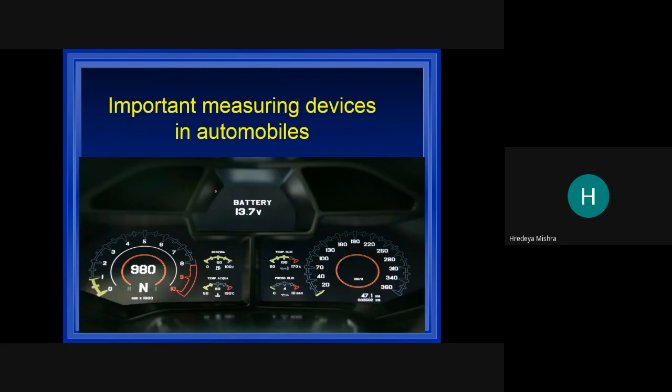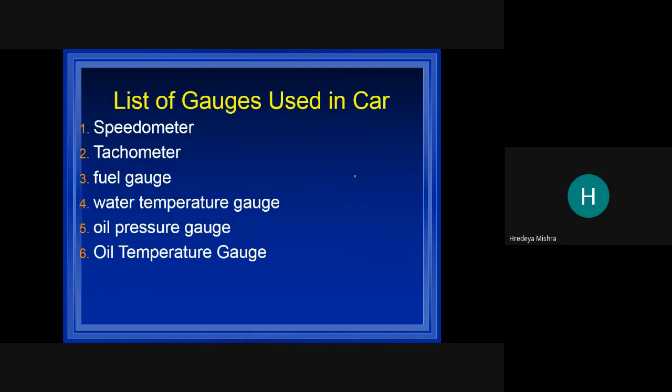See, important measuring devices in the automobile system. Lights of gauges used in the car. Speedometer, tachometer, fuel gauge. Here is the list of gauges used in cars: speedometer, tachometer, fuel gauge, water temperature gauge, oil pressure gauge, and oil temperature gauge. So these gauges are used to keep control over the journey.